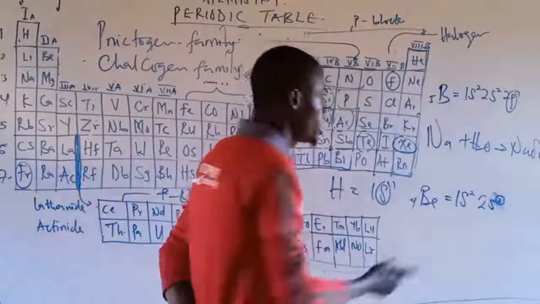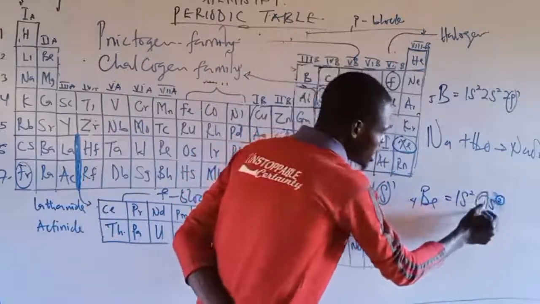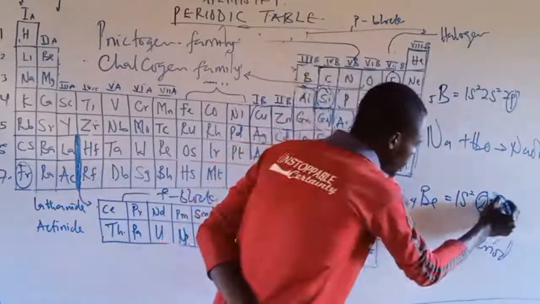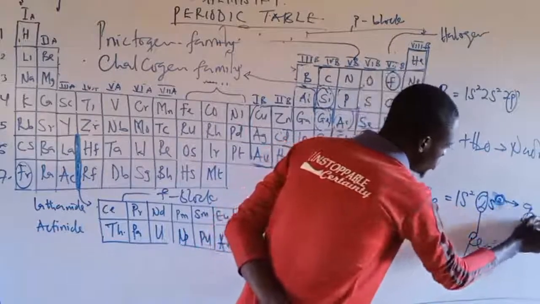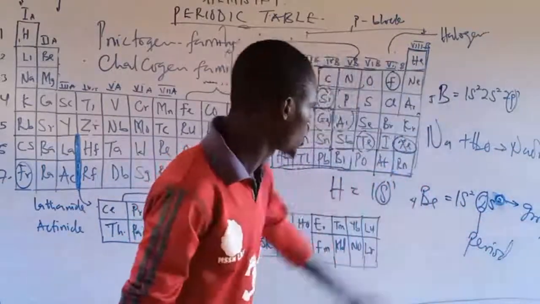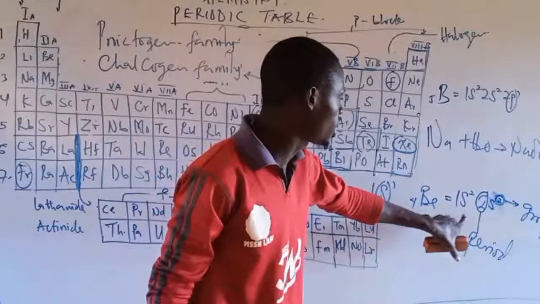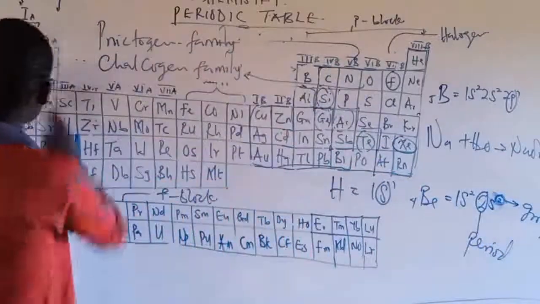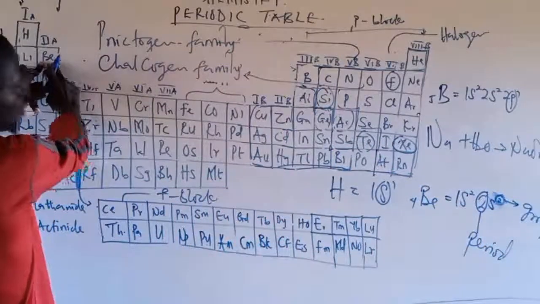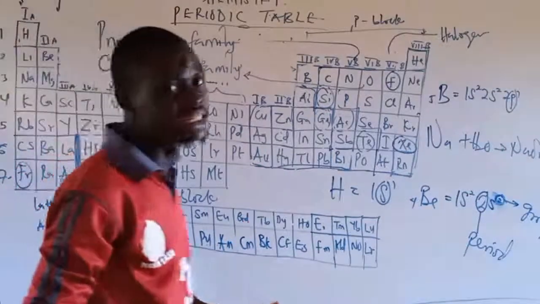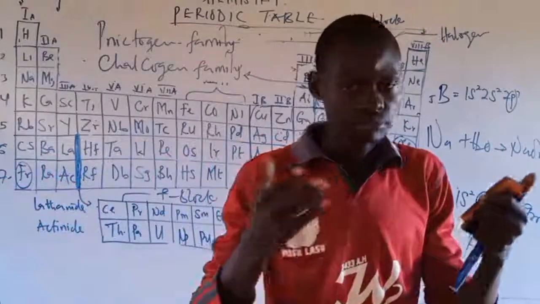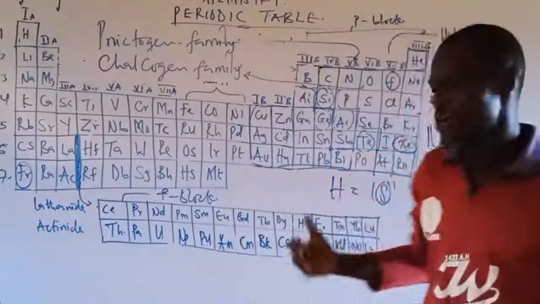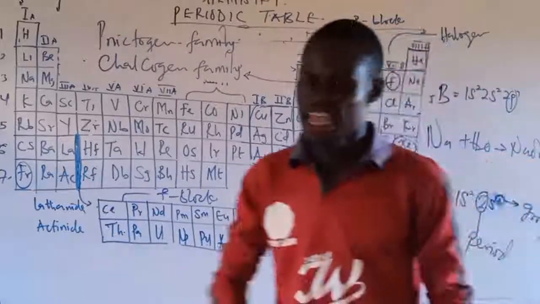The last shell denotes the period to which the element belongs, while the valence electrons denote the group to which the element belongs. So for beryllium, from its electronic configuration, it belongs to group 2, period 2. If you check the periodic table, this is period 2, which is beryllium, and this is group 2, which is written here. So we can get the group and the period to which an element belongs by writing the electronic configuration of that element.